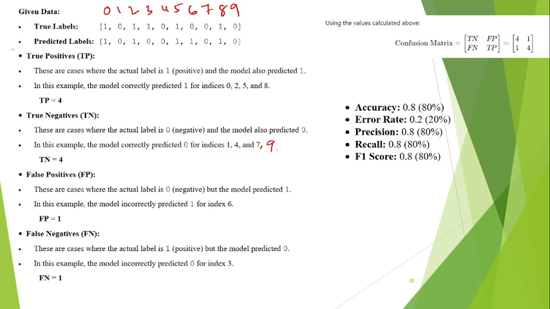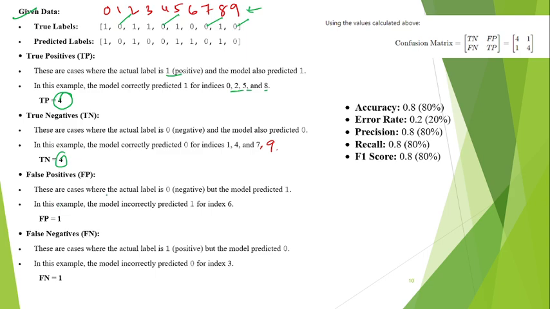Now let's take an example. We have a given data set: the true labels and the predicted values, with their positions. True positive: the cases where the actual label is 1 and the model predicts 1. That is positions 0, 2, 5, 8, so I have got 4. True negative: the cases where the actual label is 0 and the model predicts 0. That is 1, 4, 7, 9, so I have got 2.